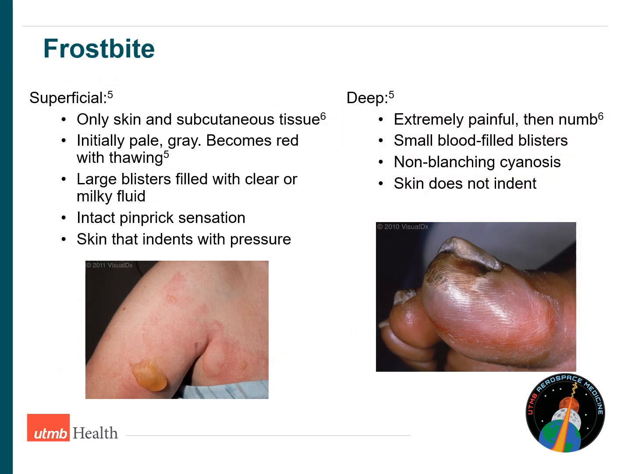Superficial frostbite involves only the skin and not the subcutaneous tissue. It typically results in fluid-filled blisters, and the skin will indent with pressure. Deep frostbite involves both the skin and subcutaneous tissue. Blisters are blood-filled, and the skin does not indent.